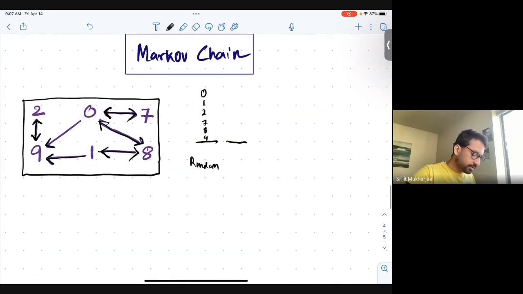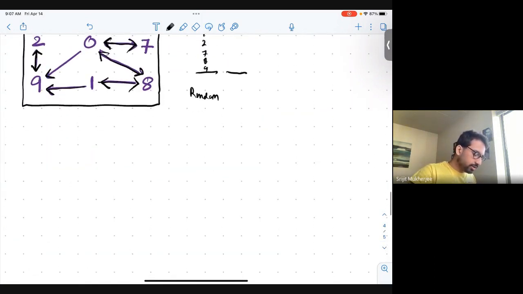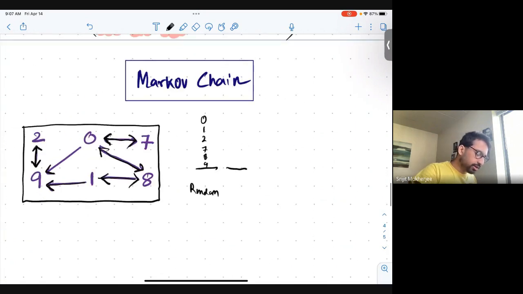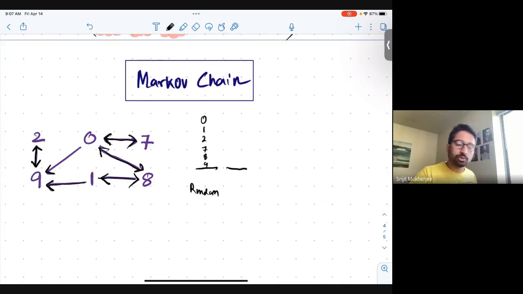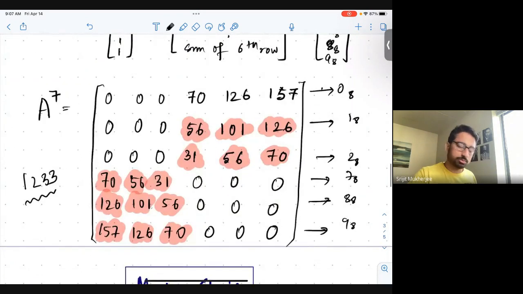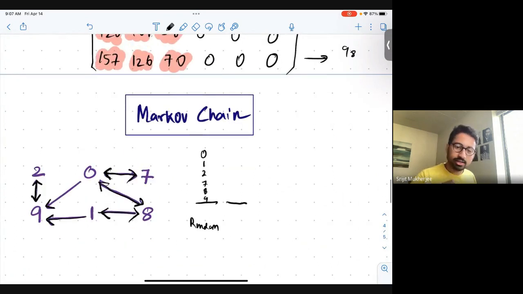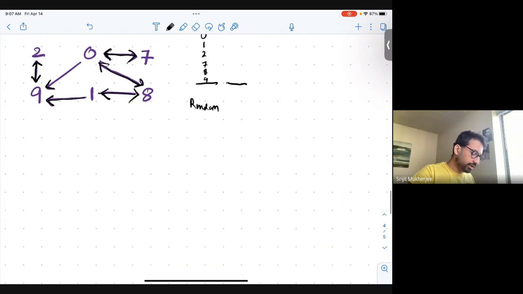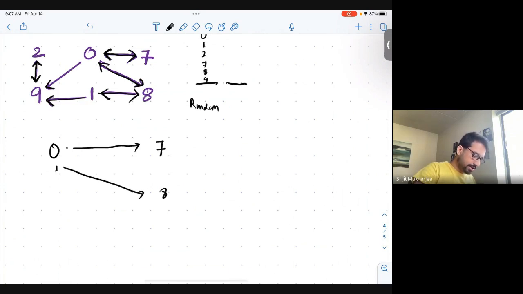So observe that, you can rephrase this as: now 0 can go to 7, 8, and 9. So 0 has three possible positions to go to, and it can go equally likely, so it's 1 by 3, 1 by 3, 1 by 3. Now we need the bigger one. There are three possibilities, right?